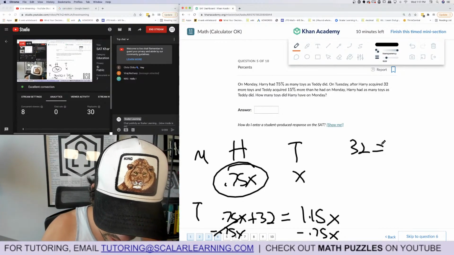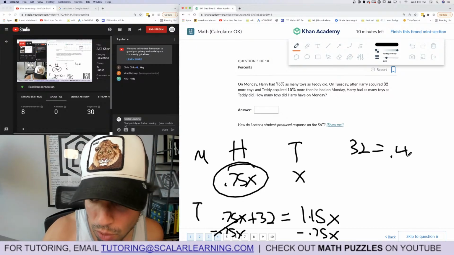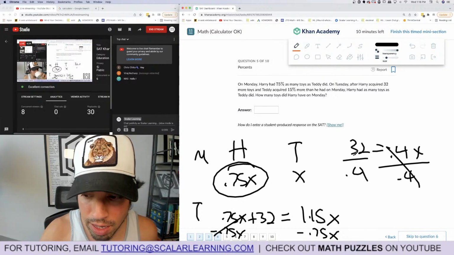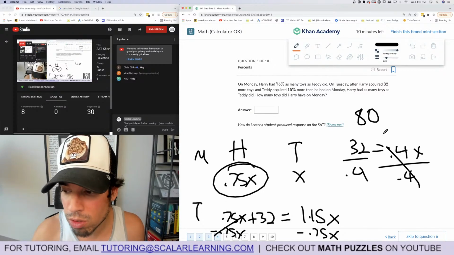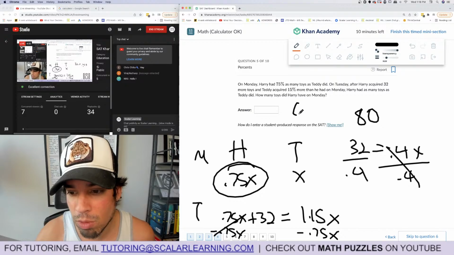So minus that is, why am I blanking? 0.4x, and then we divide both sides by 0.4, boom. And that's obviously 80. Because 4 gets into 32 8 times, so it's 0.4, so it's 80. But that's not my final answer. I need 0.75 or 3/4 of 80, which is 60.